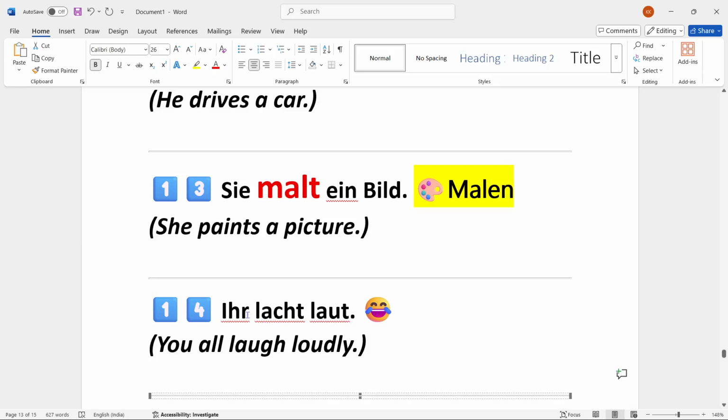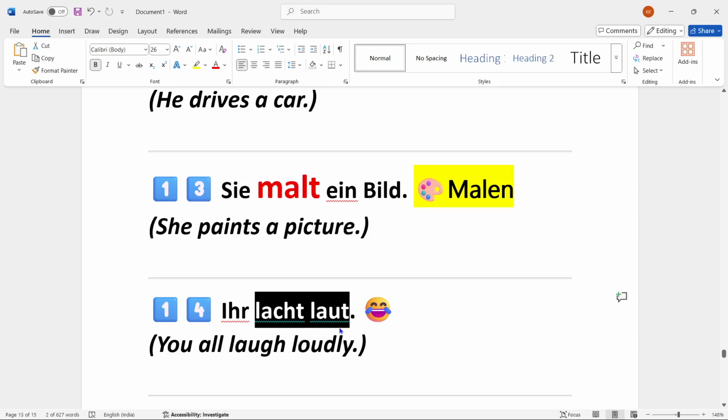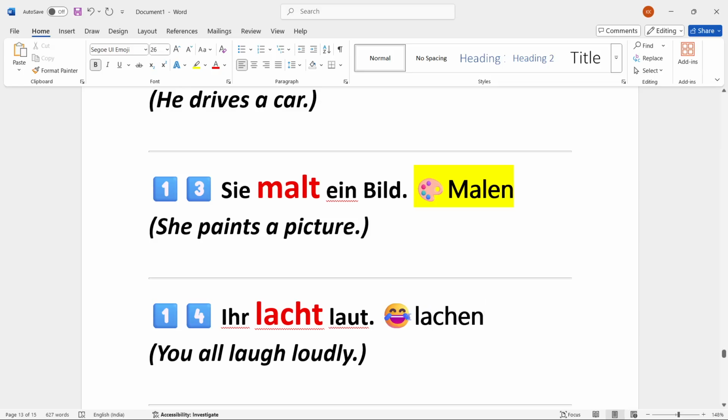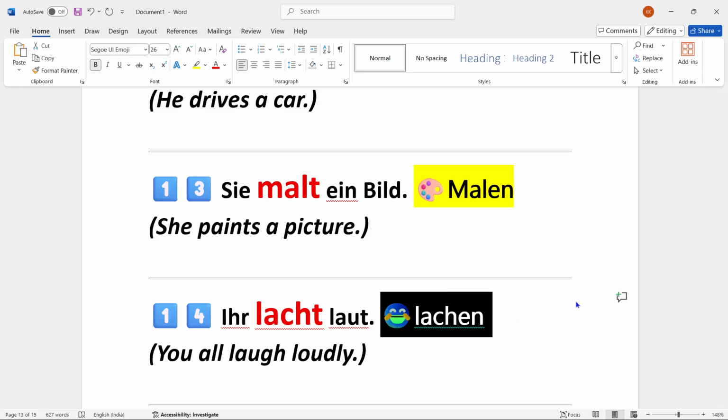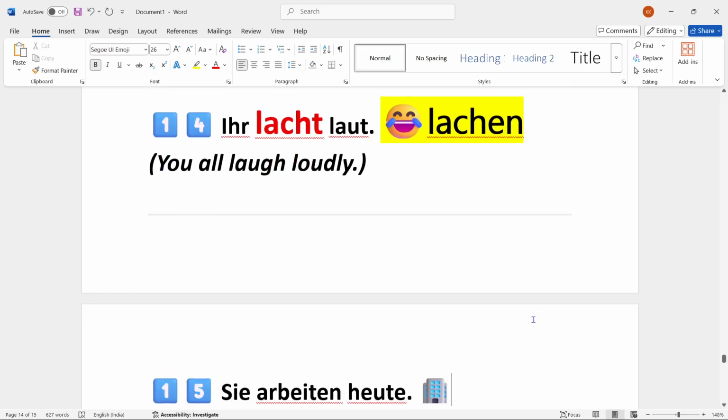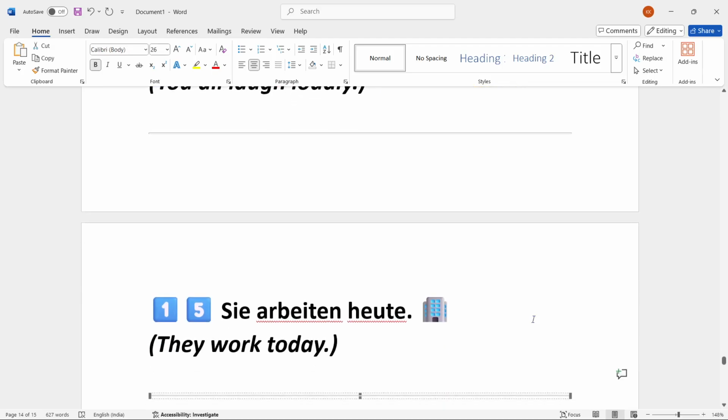Lacht. Here, lacht. You all laugh loudly. So, which verb is this? What is the infinitive form of the verb? Lachen. Yeah, lachen is the verb. Lachen means to laugh. Laugh loudly, na?